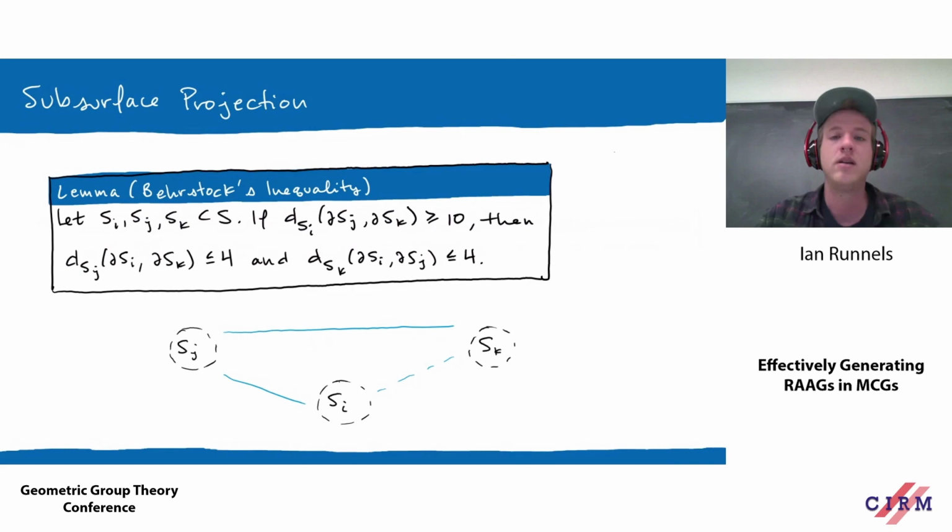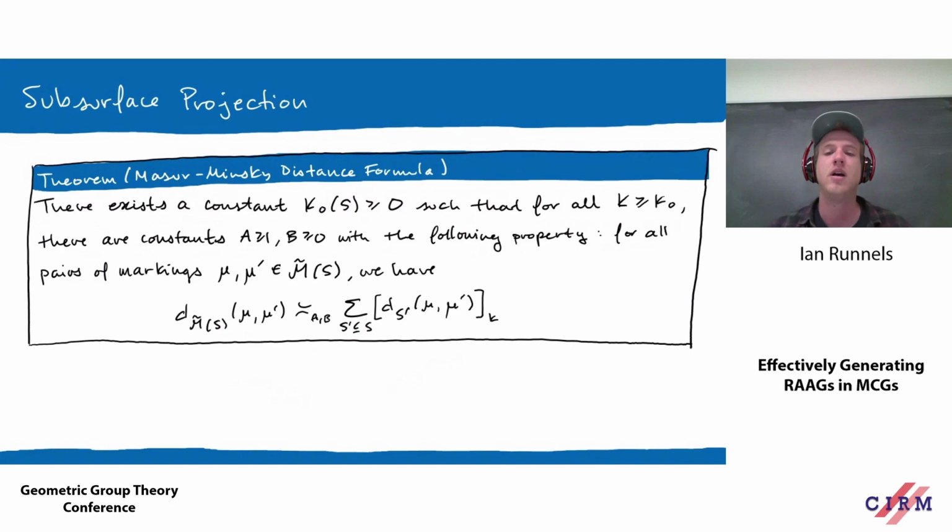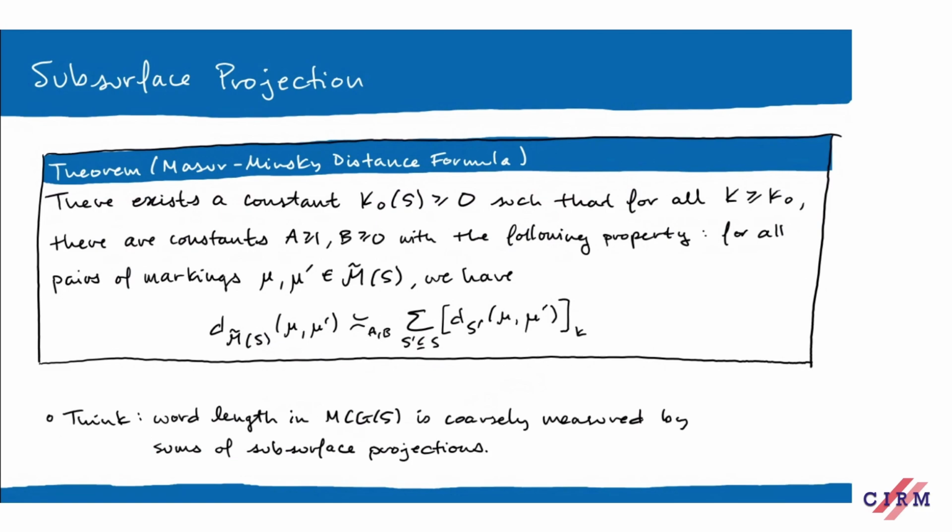And then for the undistorted part of the main theorem, we need a way of relating subsurface projections to word length in the mapping class group. And this is taken care of by what's called the Masur-Minsky distance formula. I'm not going to explain what all of these things are, just tell you that word length in the mapping class group can be coarsely measured by summing up subsurface projections over all subsurfaces, and only taking the ones that are big enough.